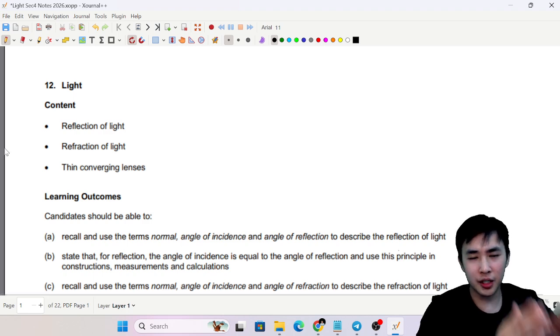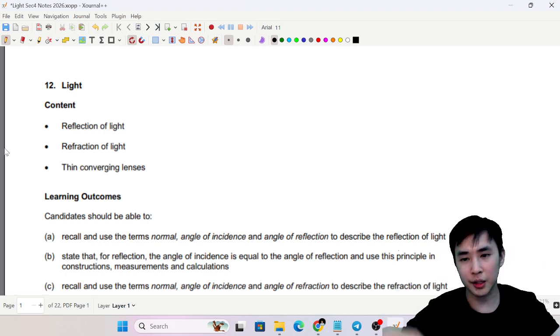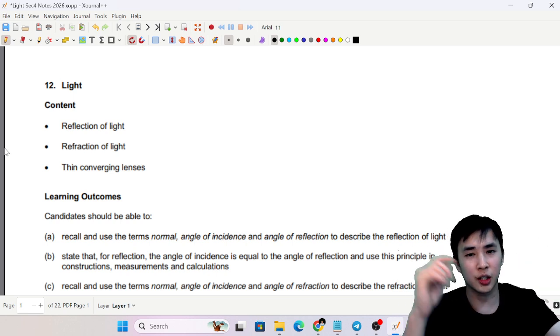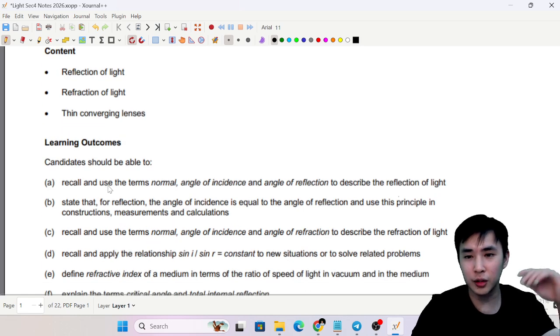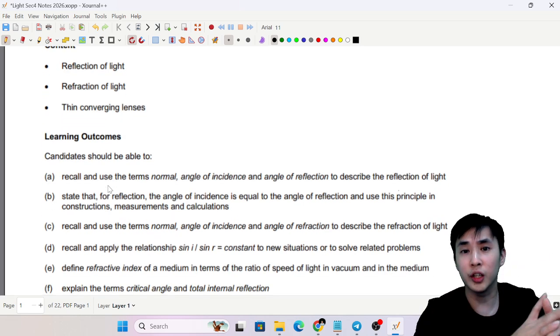I'm going to split this up into a few different segments so that you can just watch selectively the ones which you feel like you need a bit more help with. Without further ado, let's get started with one of the first few learning objectives.